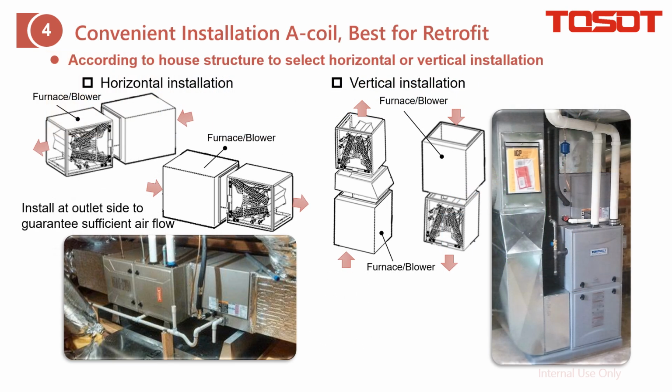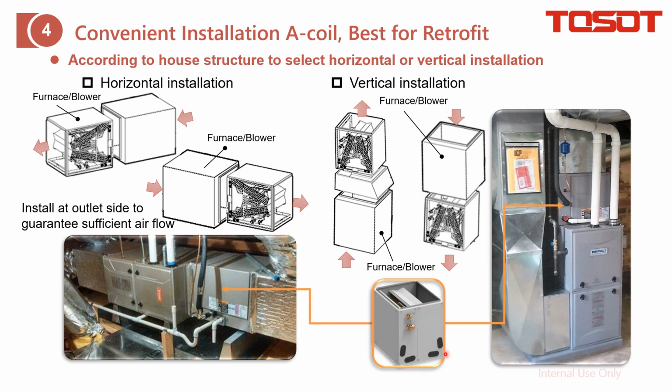For this A coil, it is actually multi-positional, which means we allow horizontal or vertical installation. So for the horizontal, you need to put it at the furnace discharge. Either on the left or right side is available. Just change the drain pan position and it is fine. For the vertical installation, just like this. And here is this A coil. You can put it at the upper side or the lower side of the furnace.